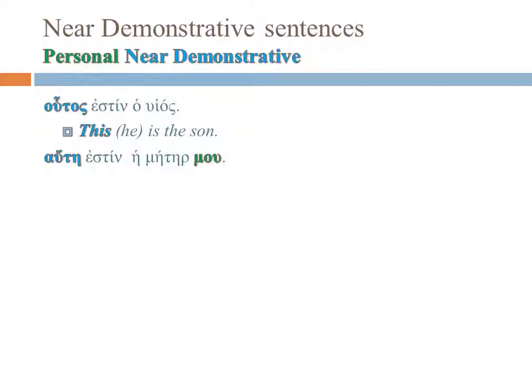So we get, this is mou, and that is a personal pronoun at the end of it. Mou, think of mou as a cow, the cow ownership, mou. This is my mother. Houtoi eisin hoi huioi mou. Houtoi is plural, right? And so it's going to agree with huioi, which is plural. So we get, these are my children.